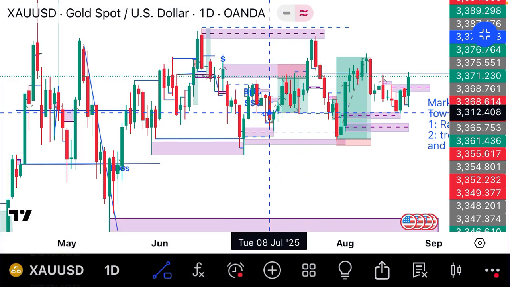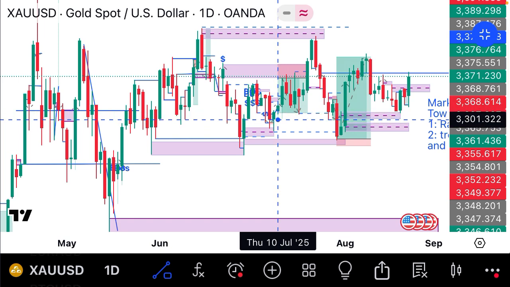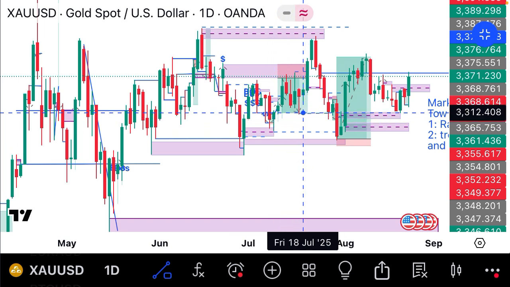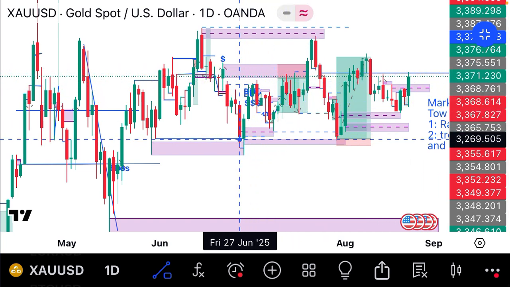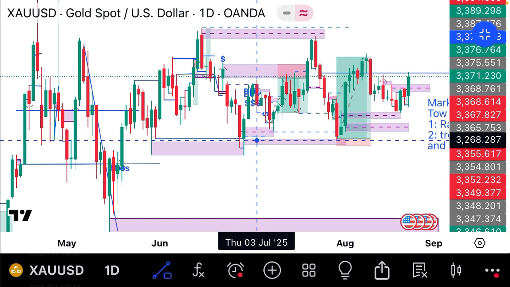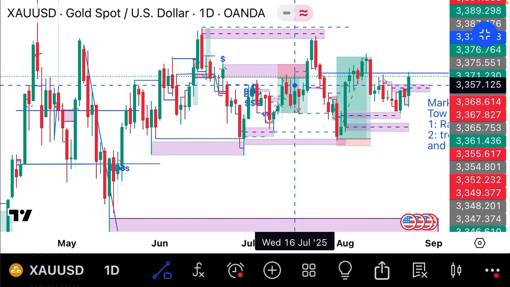Immediately price came and used the POI that is here, because there was a POI here in the 4 hour time frame. Once price came and tapped here, there was a buy and there was another break of structure. So don't let this confuse you. The main break of structure is here. You understand? After the whole scenario, the break of structure happened.